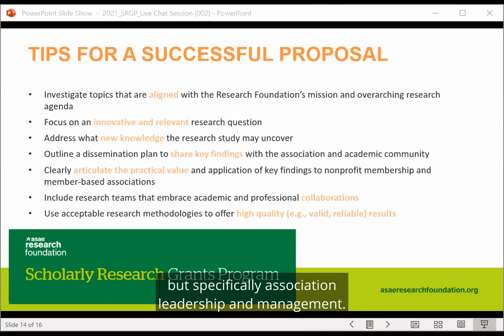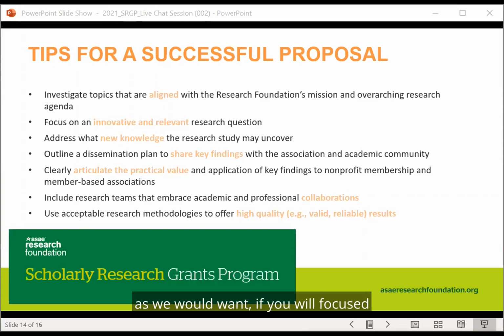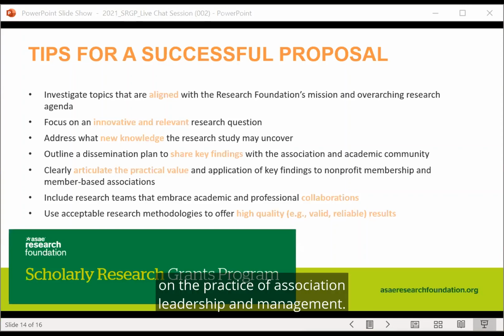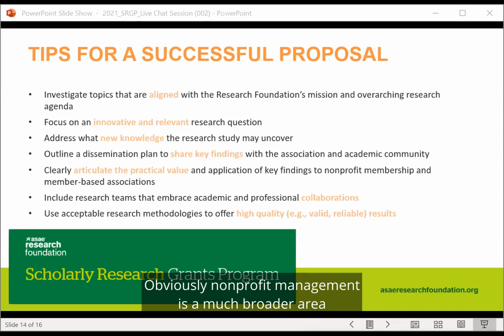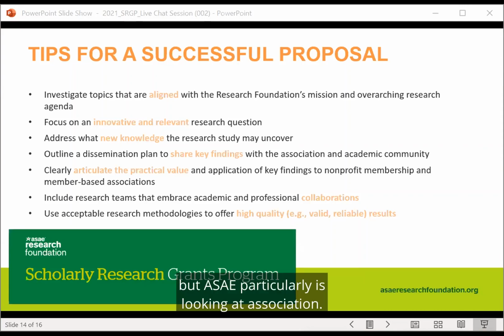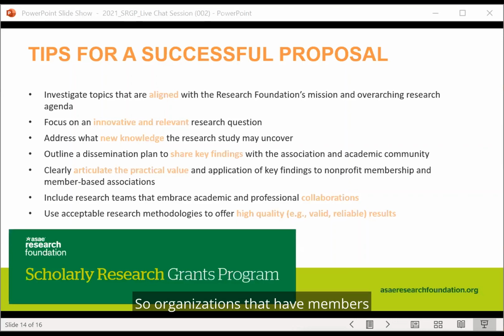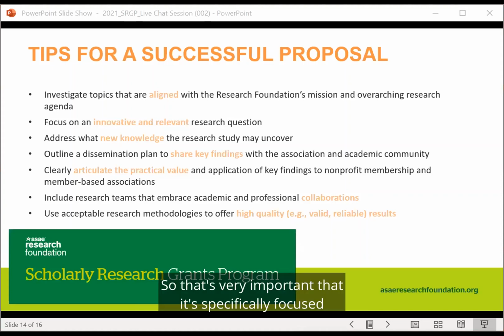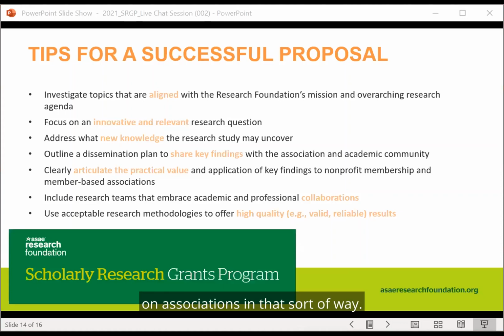Those practices and critical trends are in the area of not just nonprofit management, but specifically association leadership and management. This is another thing we've struggled with. We've gotten proposals that were not sufficiently focused on the practice of association leadership and management. Nonprofit management is a much broader area, but ASAE is particularly looking at associations, meaning membership organizations that have members, either individuals or organizations. So it's very important that proposals are specifically focused on associations.